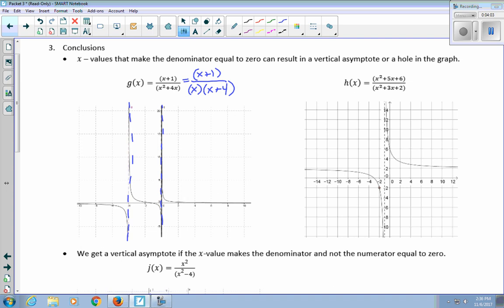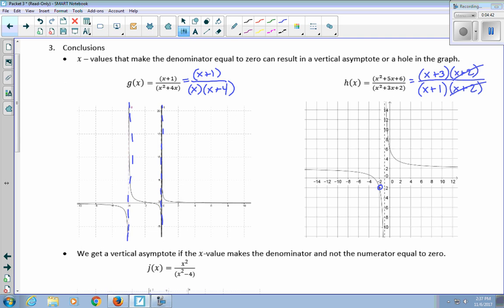Now in this one, h of x is x squared plus 5x plus 6 over x squared plus 3x plus 2. Factor everything possible. So this is x plus 3 times x plus 2. And this one is x plus 1 times x plus 2. So my domain says I can't put in a negative 1 or a negative 2 because either of those would make the denominator 0. But the fact that it also makes the numerator 0 when x is negative 2 means that at x equals negative 2, I actually have a hole.